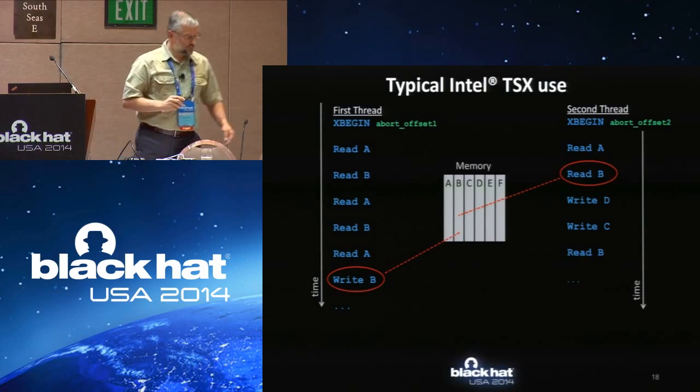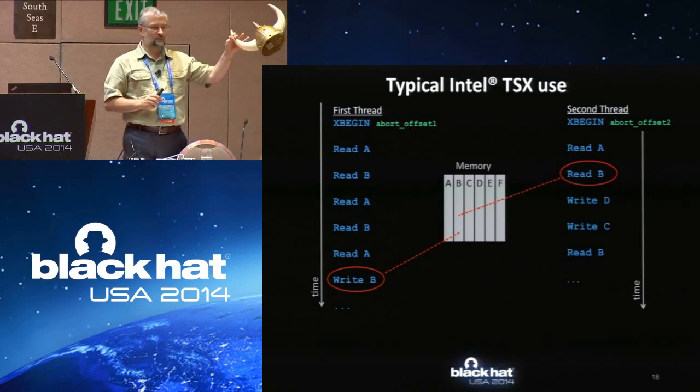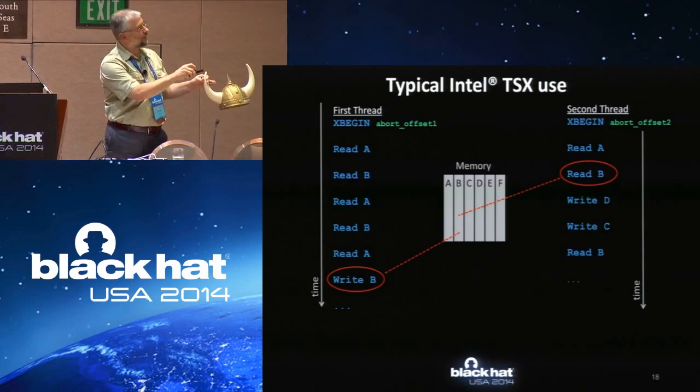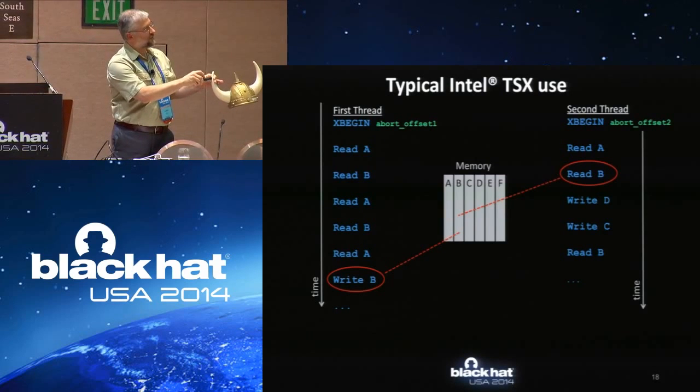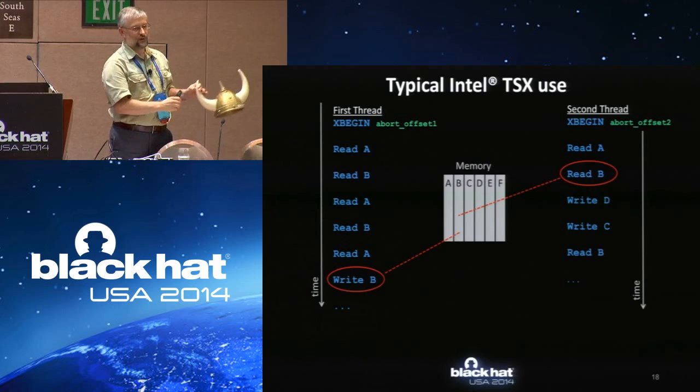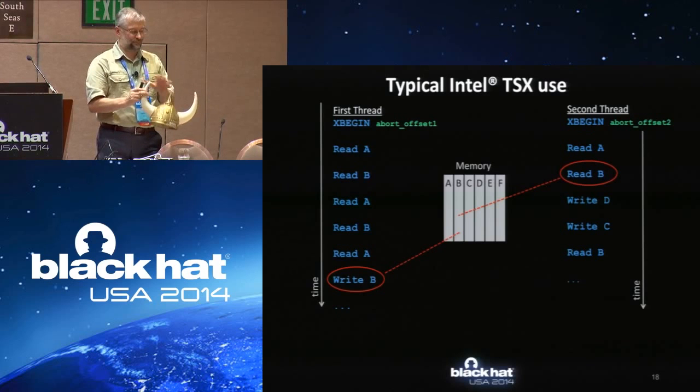So I'll need my visual aid. In this case, both transactions have xabort parameter. One specifies the abort handler for this thread, another specifies the abort handler for this thread. So we have two.